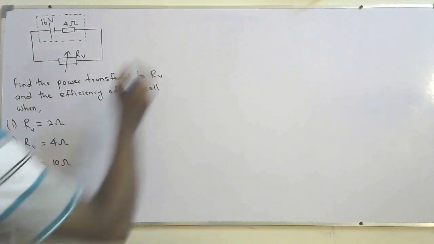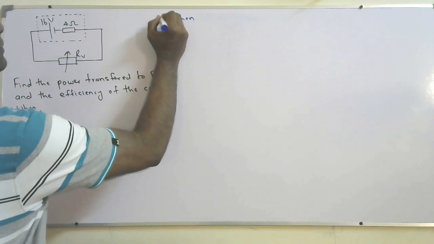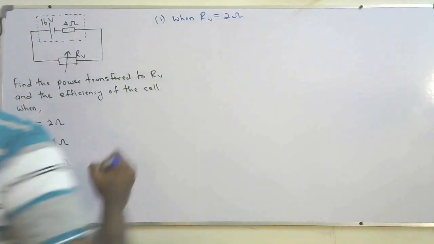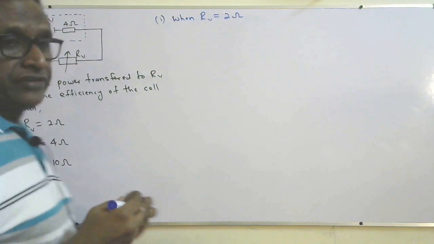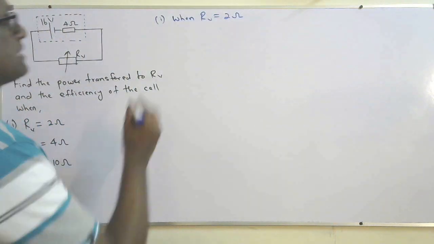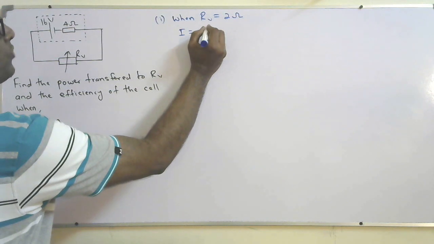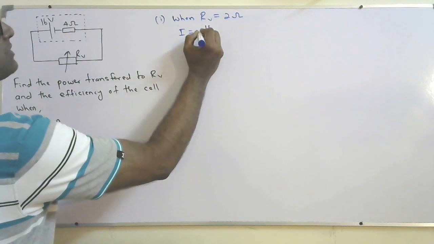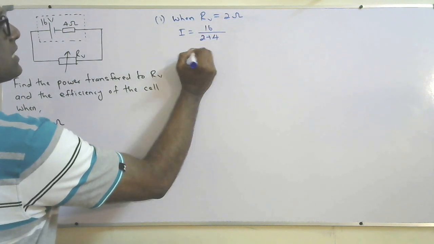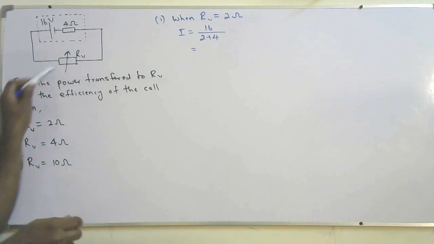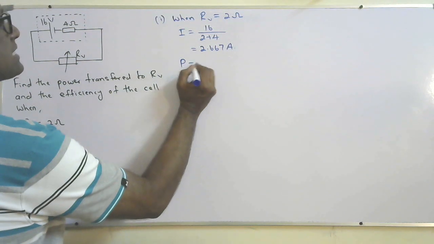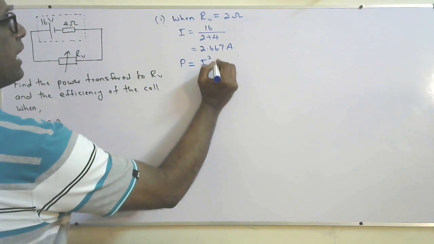So first, I can say when RV equal to 2 ohms. To find the power transfer to the external circuit, I need to find the current flow. So I know how to find the current flow. I is equal to EMF over total resistance. So EMF 16 over total resistance 2 plus 4, that is 6. So that's the current flow when RV is equal to 2 ohms. Okay, so power transfer to the external circuit equals I squared RV.